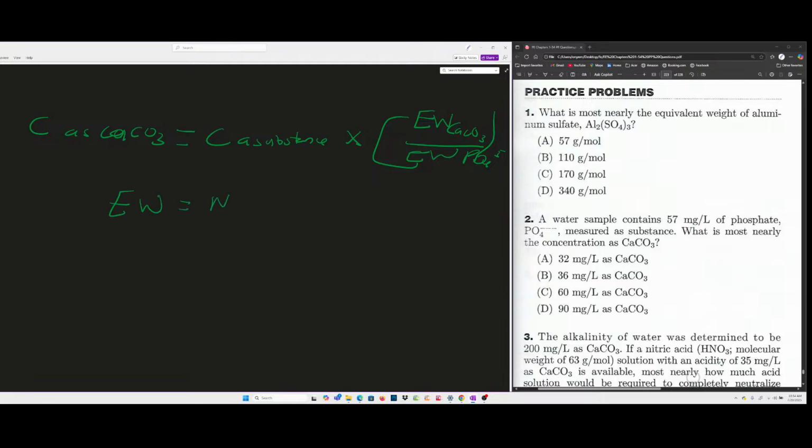The equivalent weight is molecular weight all over oxidation number. So for phosphate right here, the molecular weight is 94.97, and the oxidation number which I circled right here is going to be 3. So we're going to have 31.657 gram per mole.